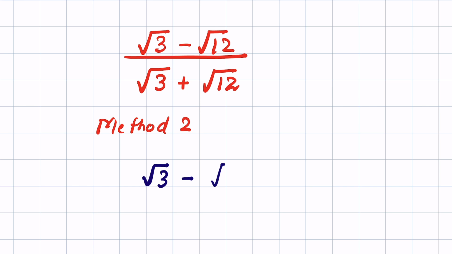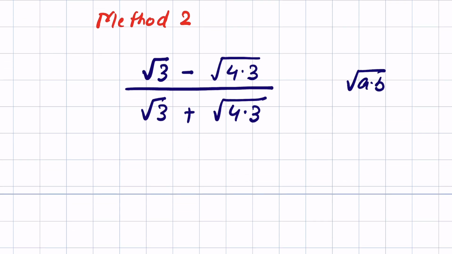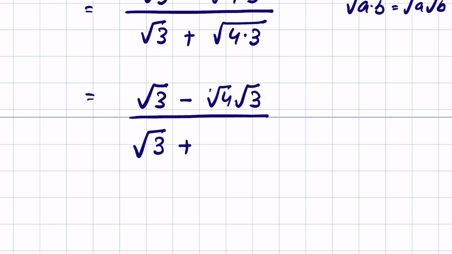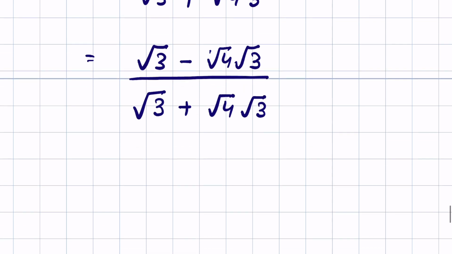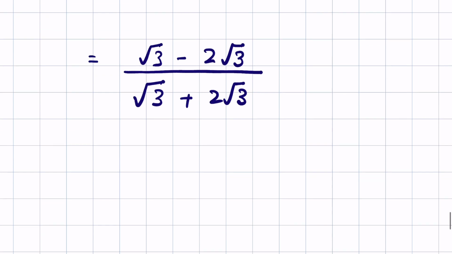Square root of 3 minus square root of 12, we can write 4 times 3 under square root upon square root of 3 plus same 4 times 3 under square root. Now when a times b is under square root, this we can write square root of a times square root of b. So this will be square root of 3 minus square root of 4 times square root of 3 upon square root of 3 plus square root of 4 times square root of 3. Now square root of 4 is 2. So square root of 3 minus 2 times square root of 3 upon square root of 3 plus 2 times square root of 3.